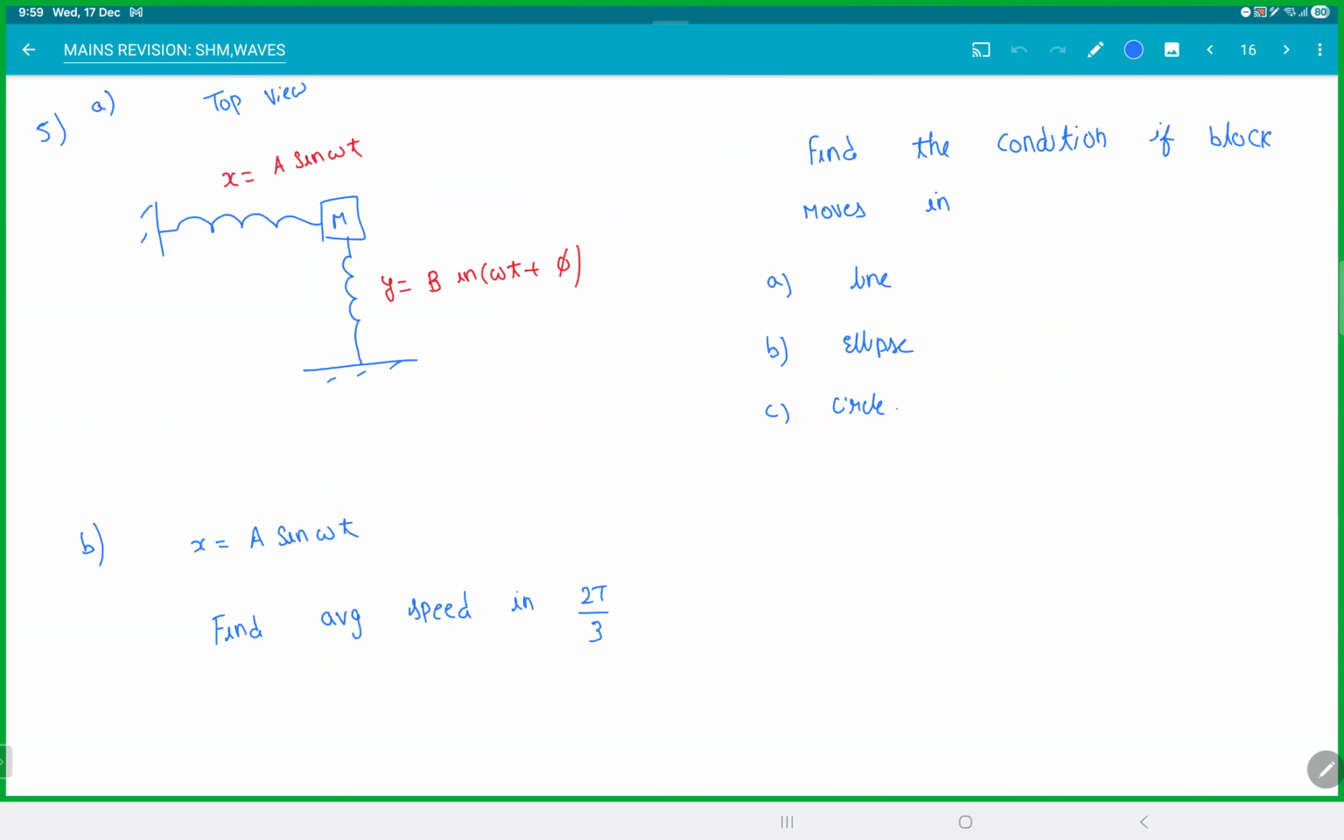Let's get these two. This is a top view. There are two springs connected to the block. One spring is pushing with sine omega t, another spring is pushing with sine omega t plus phi. Find the condition if the block moves in a straight line, block moves in an ellipse, block moves in a circle.